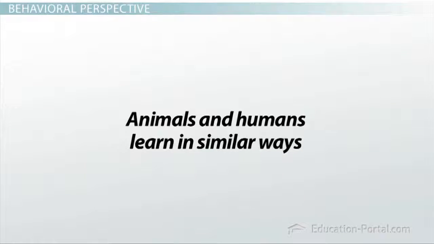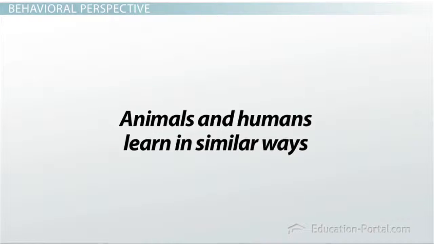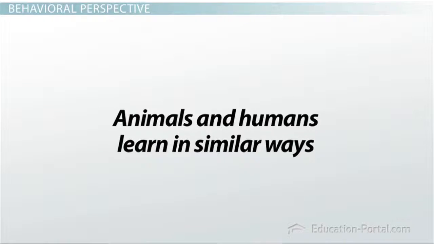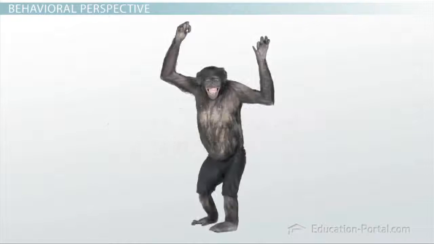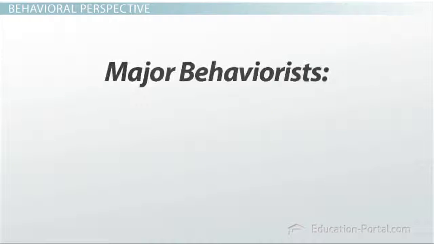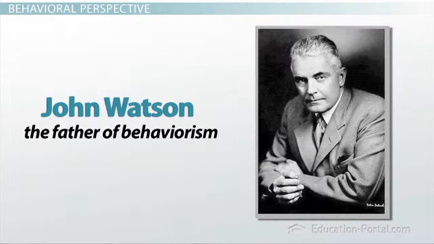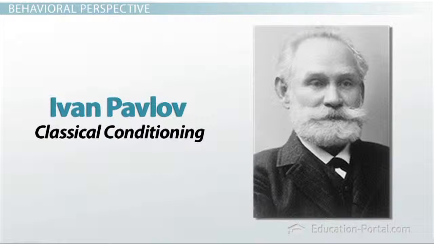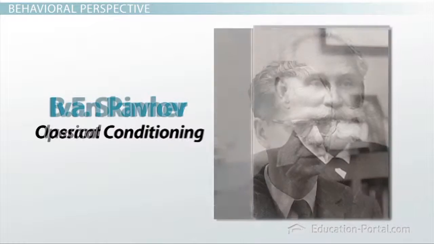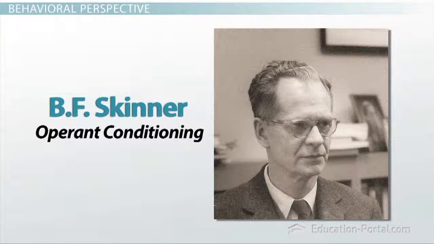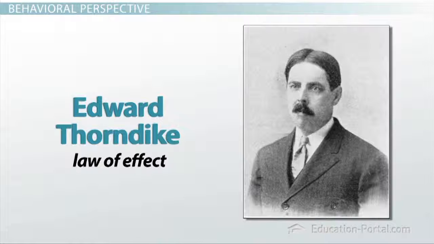And finally, animals and humans learn in similar ways. Behaviorists, unlike many other theorists, perform their experiments using animals because they believe the study of animals could explain human learning behavior. The major behaviorists you should be familiar with include John Watson, known as the father of behaviorism, Ivan Pavlov, best known for classical conditioning, B.F. Skinner, known for operant conditioning, and Edward Thorndike, known for the law of effect.